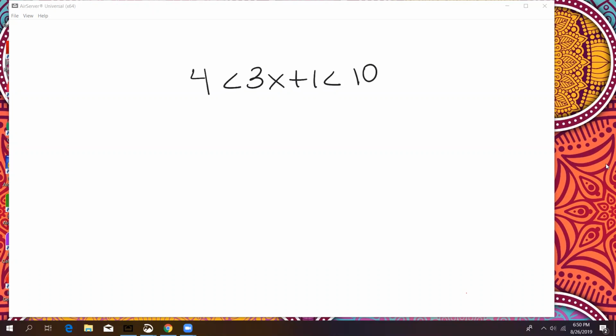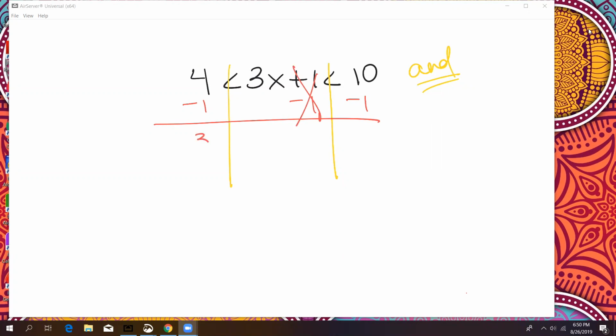Okay. All right, so here we go. We have 4 is less than 3x plus 1, which is less than 10. All right, so again, we have the 3 parts, and this is going to be an and, so it's got to satisfy both conditions when we graph it, okay? So I'm going to subtract 1 from all 3 parts. So this cancels out, leaving us with 3 is less than 3x, which is less than 9. And so now I want the x by itself, so I'm going to divide by 3 on all parts. So this cancels out, leaving us with 1 is less than x, which is less than 3.